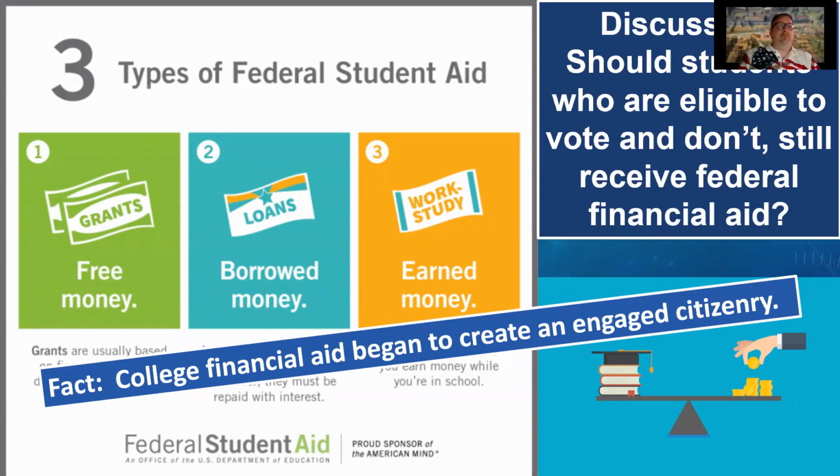Now, here's a question that I pose out to you. Should students who are eligible to vote and don't still receive federal financial aid? And the reason I ask is because the fact is, college financial aid literally began to create an engaged citizenry. They wanted people that would actually go out and vote, potentially run for office and help run the country. That's why we provided federal financial aid.